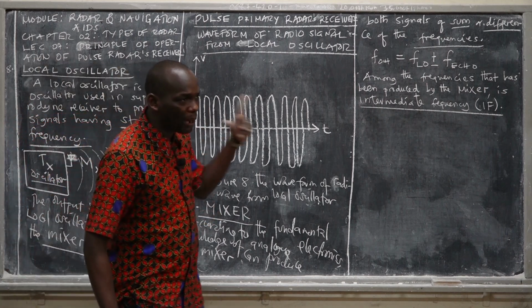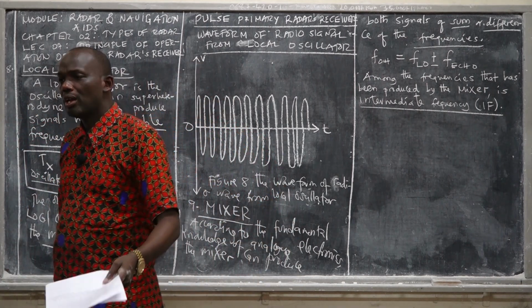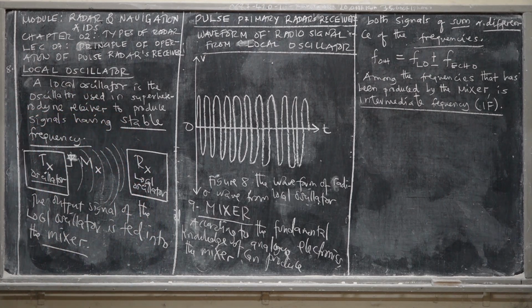So simply, the primary function of the mixer in a primary radar receiver is actually to mix the amplified modulated RF signal with the stable signal, or the signal with the stable frequency from the local oscillator, to give out the echo signal at the frequency of what? Intermediate frequency. So it means the mixer in this case will be changing the frequencies.